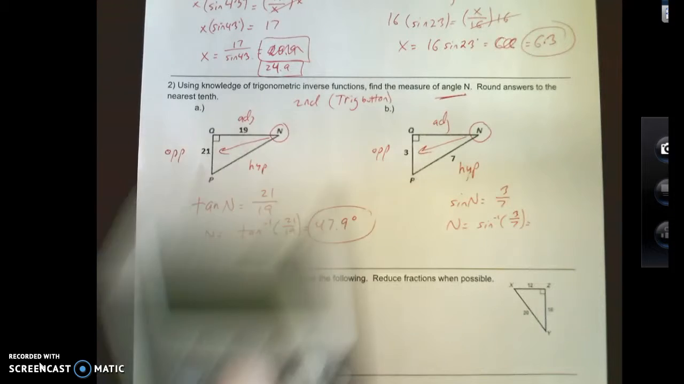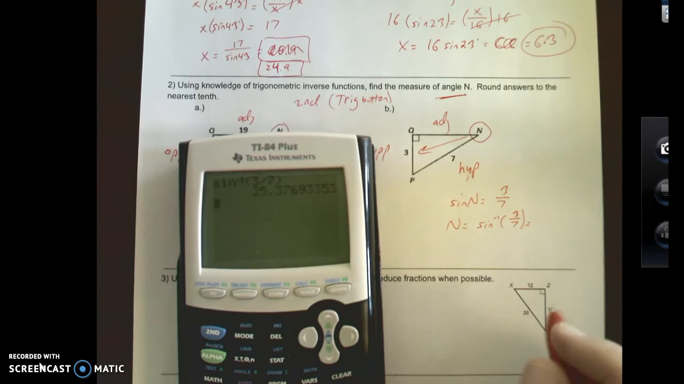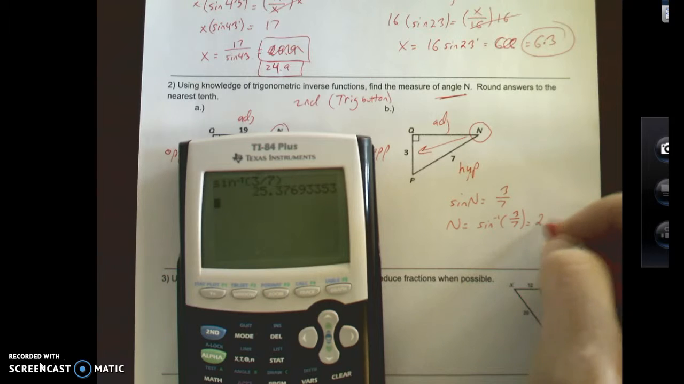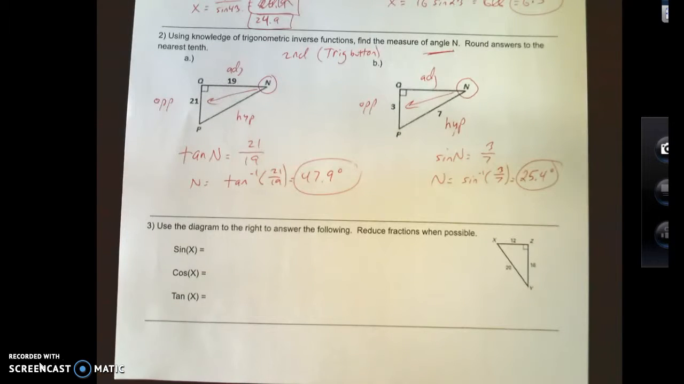Okay, so here's my calculator. Second sine, 3/7, 25.4. And again, degrees for angles. Cool. Awesome. Okay, so then use the diagram to the right to answer the following.